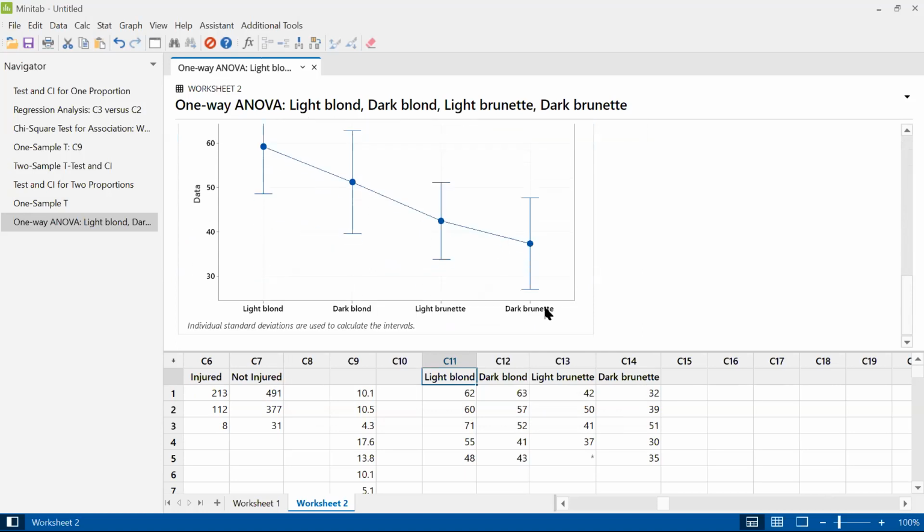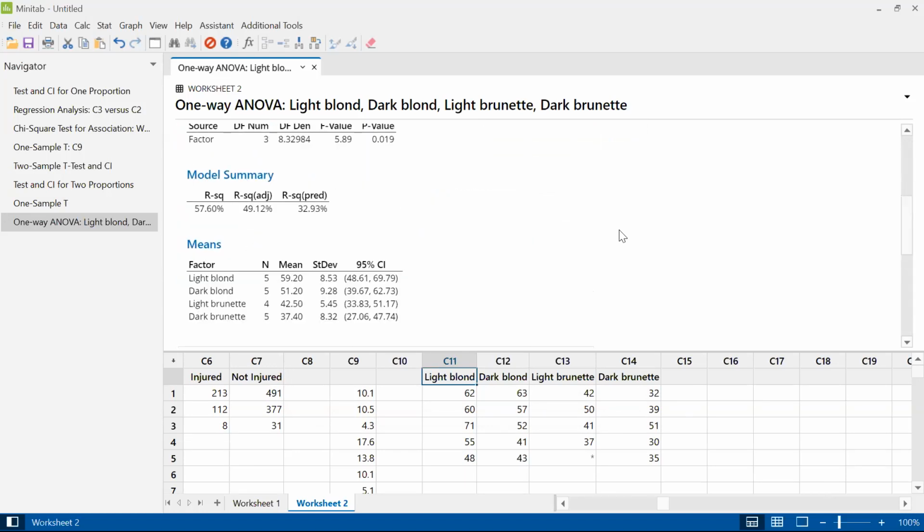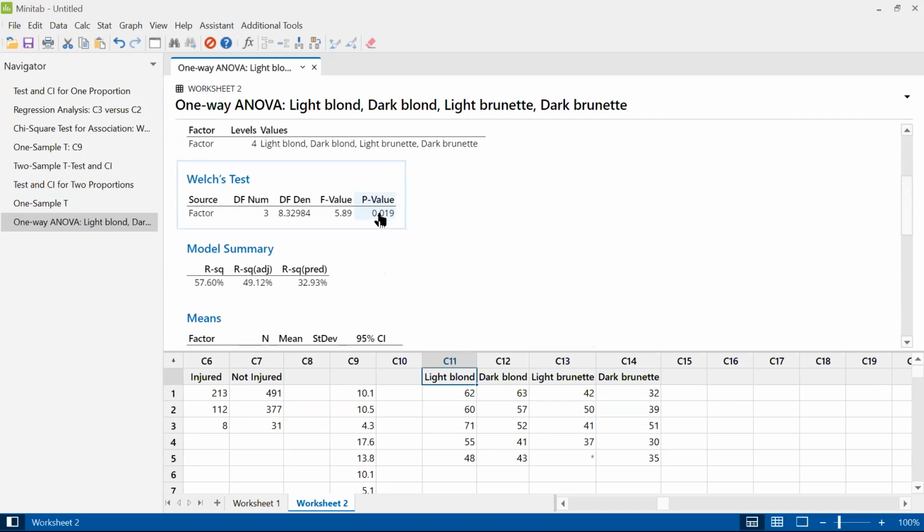So the dark brunettes have the lowest numbers, the light blondes have the highest numbers, and the light blondes almost don't overlap with the dark brunettes. So do we get a p-value that's significant? Kind of, 0.019. That's pretty small. If we're testing at the 5% level, then that's small enough.